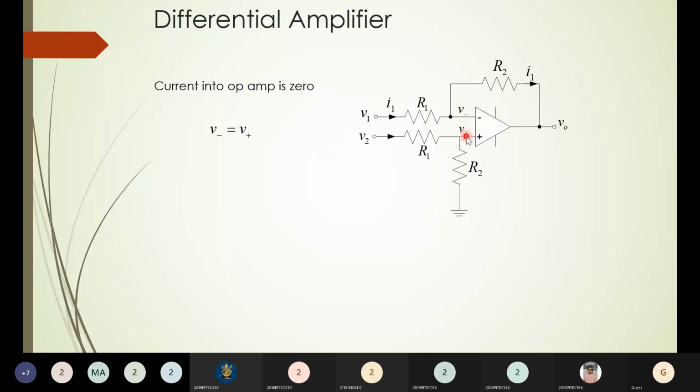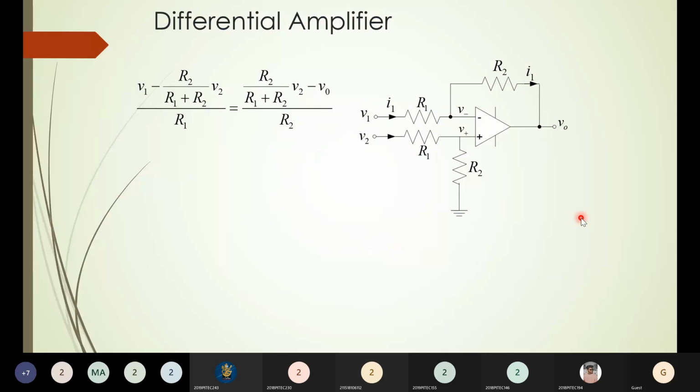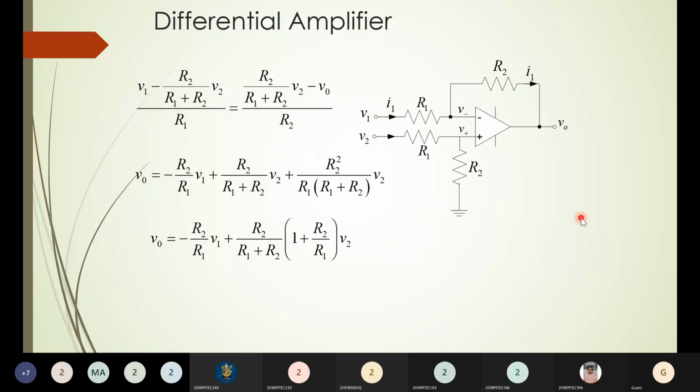So let me get an expression for V plus and an expression for V minus, and I shall equate these two. First I'm finding the current I1, and the same current flows here. From that I'm identifying what V plus is. Equating V plus and V minus and simplifying, you get an expression V naught is equal to R2 by R1 times (V2 minus V1).